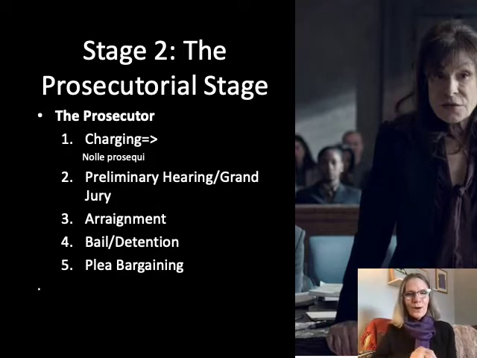Don't worry, they'll talk about it in the textbook, but we'll go into a lot more detail later in the semester. But the most important point is that the preliminary hearing and grand jury is a check on the charge. It basically provides a check on the power of the prosecutor. If there's probable cause to charge somebody, then the individual is arraigned.